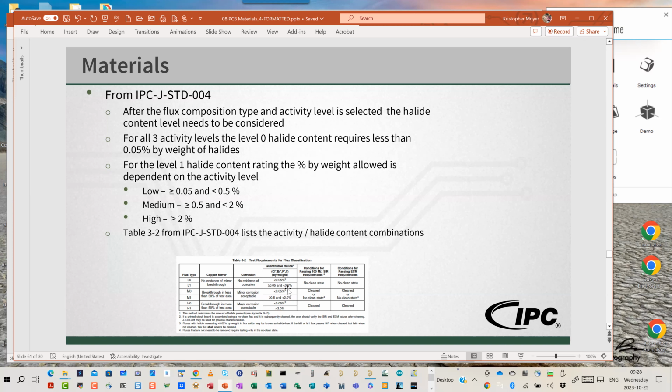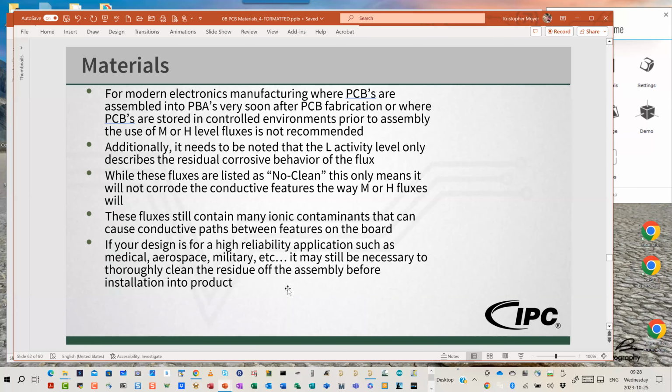The halides are the ionic contaminants. It's the halogens, which I can never remember them all. I think it's like iodine, bromine, and so on. In the periodic table, there's one column which are the halogens or halides, and they're the ones that leave the ionic contaminants when they're left on the board, the salts and so on, that can be the conductive paths, which we don't want.